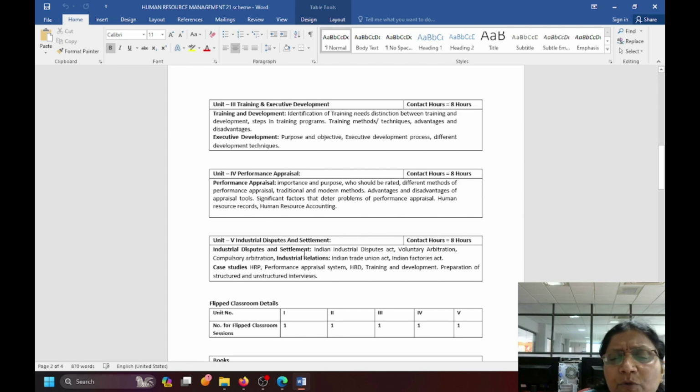Here, for industrial disputes and settlements, various different legal acts are available, depending on the type of the dispute, the type of the settlement requirement, the type of the industry, how big the industry is, and what the dispute is. Based on many factors, we are going to decide which industrial dispute acts are applicable. So before applying, we need to learn what these dispute acts are, where we can apply them, and their content, which we are going to learn in the fifth unit.